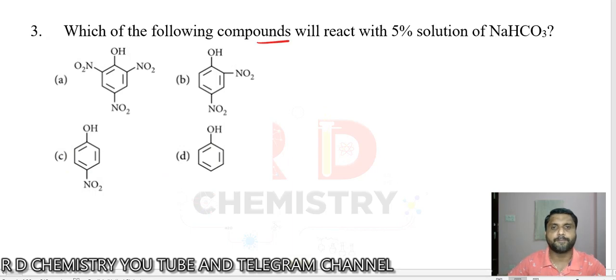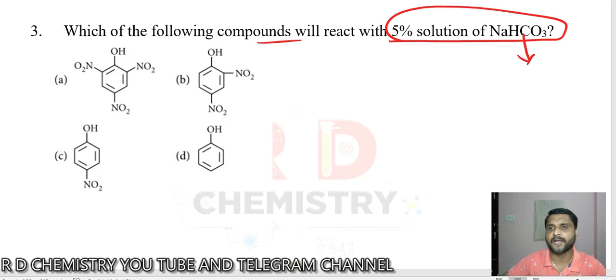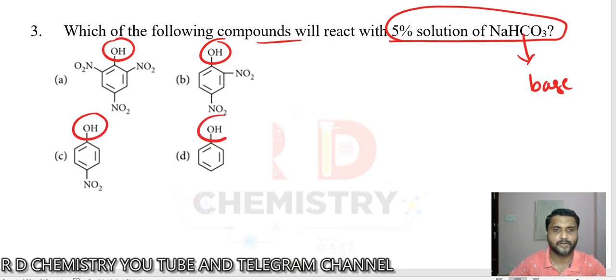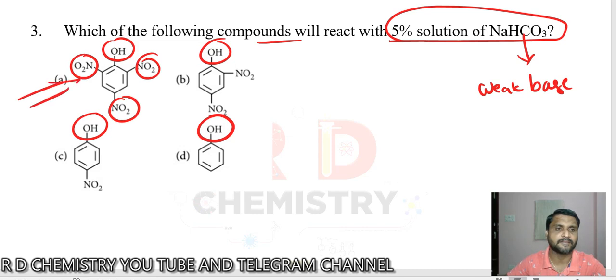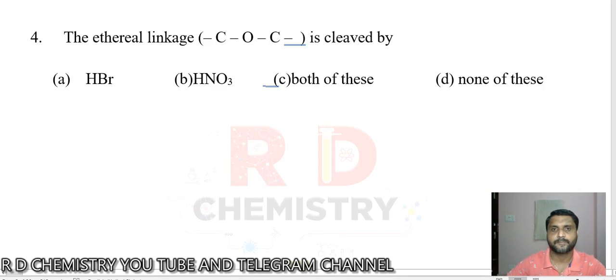Which of the following compounds will react with a 5% solution of sodium bicarbonate? First of all, sodium bicarbonate is a weak base. Now all these compounds contain the phenolic OH. Okay, a stronger acid will react with the weakest base. Therefore, which is the strongest acid, the one which contains more electron withdrawing groups, as acidic character increases. Therefore, A is the answer.